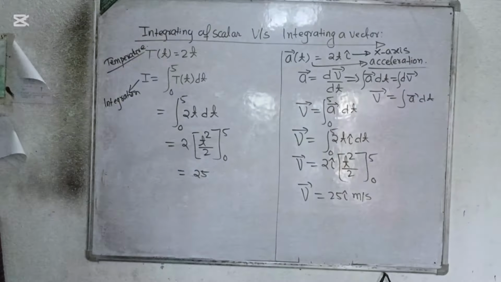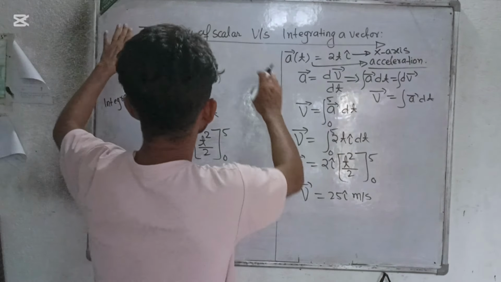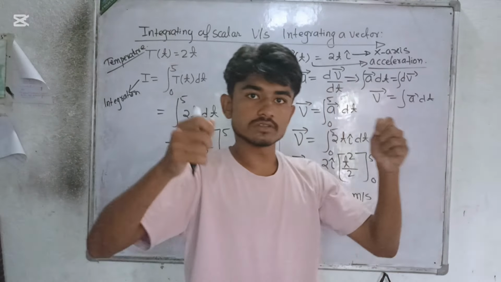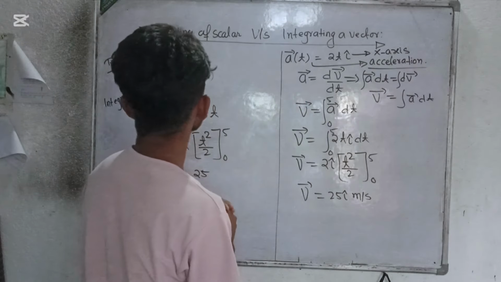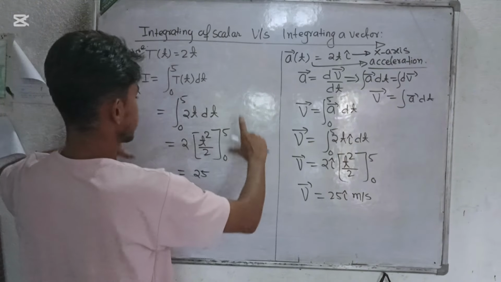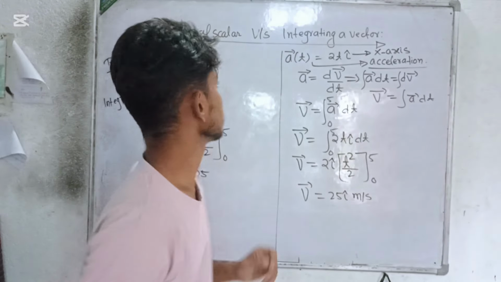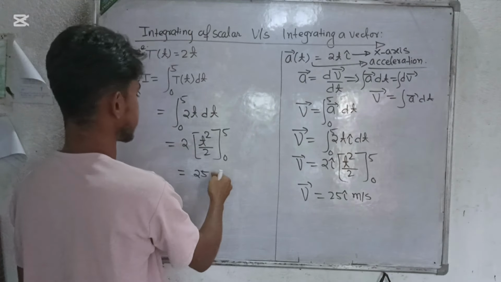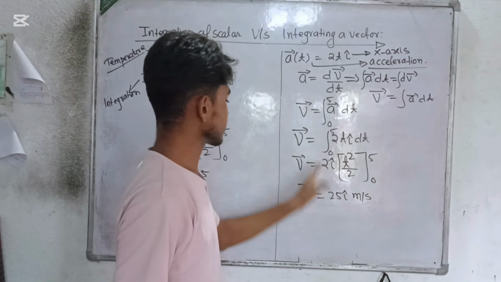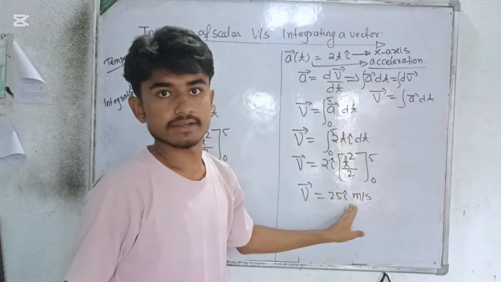Isn't this beautiful? Integration of a scalar versus integration of a vector. From this you can conclude that the result of integration can be either scalar or vector, depending on what you are dealing with. If you are dealing with a scalar field, you end up with a scalar quantity, and if you are dealing with a vector field, you end up with a vector quantity.